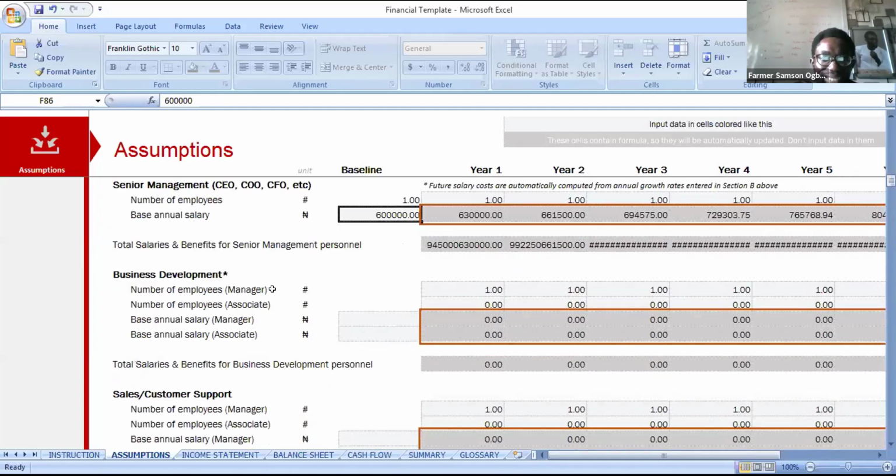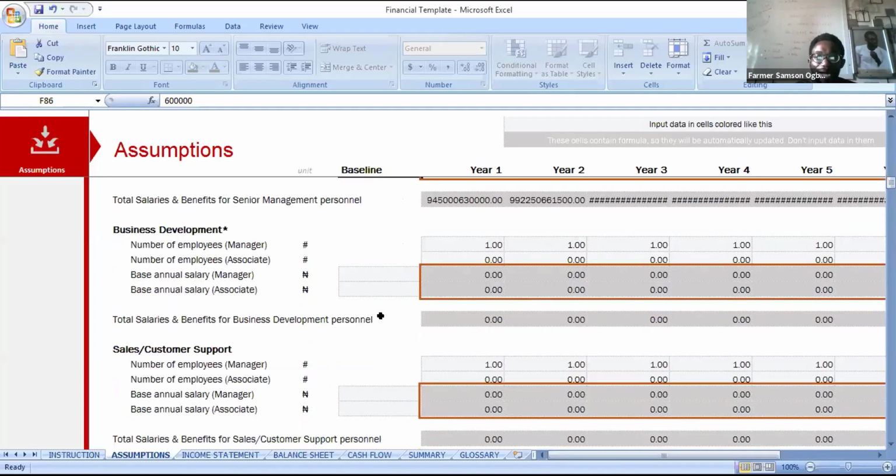Next, we have business development, the number of employees you have here, and their annual salary. So for any segment where you have people, do you have sales and customer people? You state their number. So let's imagine you have 1 here. If you pay them, for some weird reason, 20,000 per month, times 12, that would be 240.